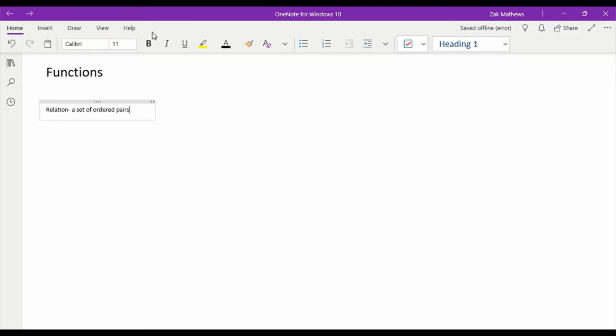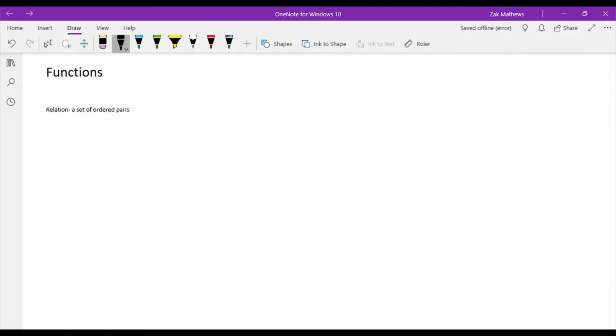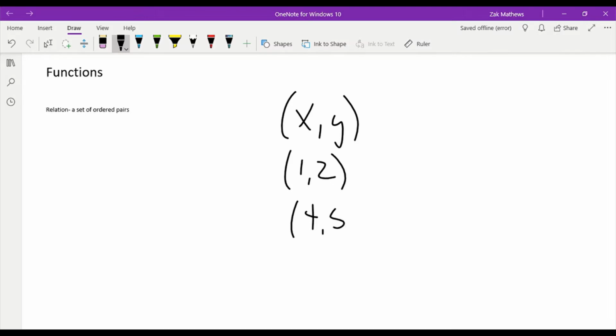And so, if we think about the ordered pairs we've been studying, they're the ordered pairs x comma y. So we've tied together these two elements. So for instance, we could have the point 1 comma 2. We could have the point 4 comma 5. Could have any number of points depending on what the relation tells us.